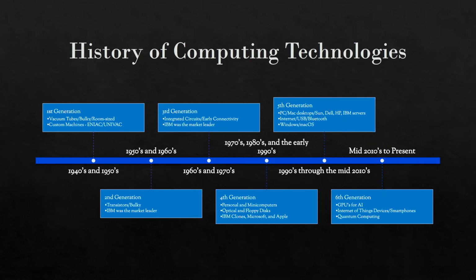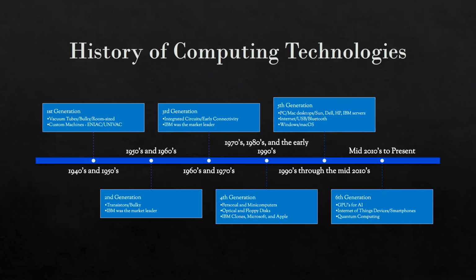Okay. The fifth generation occurred in the 1990s through the mid-2010s. This was the generation where we had PC and Mac desktops, laptops, we had Sun, Dell, HP, and IBM servers, we had the rise of the internet, we had this new thing called USB, which miraculously let us plug any type of device into one port on our computer, Bluetooth, which allowed us to wirelessly connect things to our computer, and then we had the rise of Windows and Mac OS as the two predominant operating systems for you and I to use.